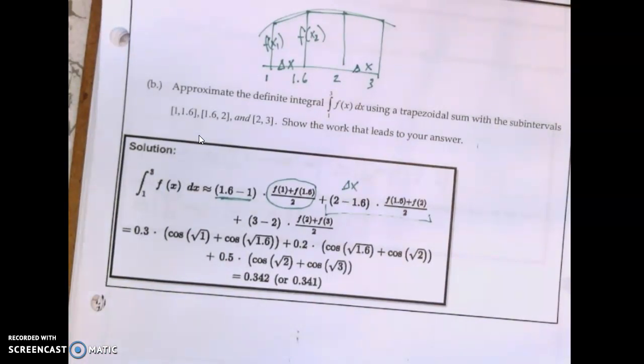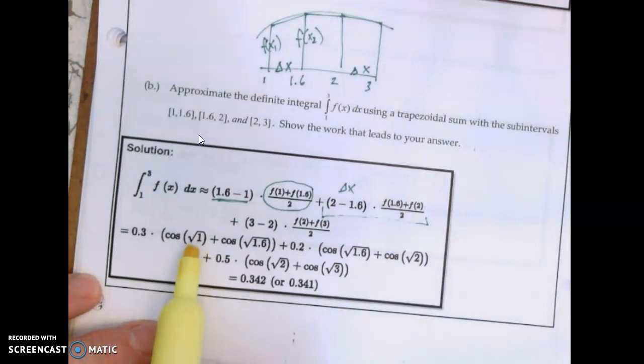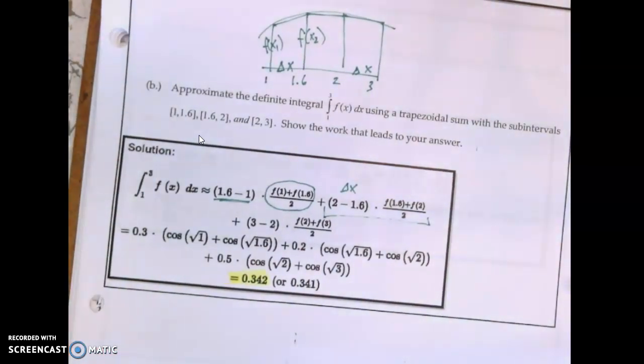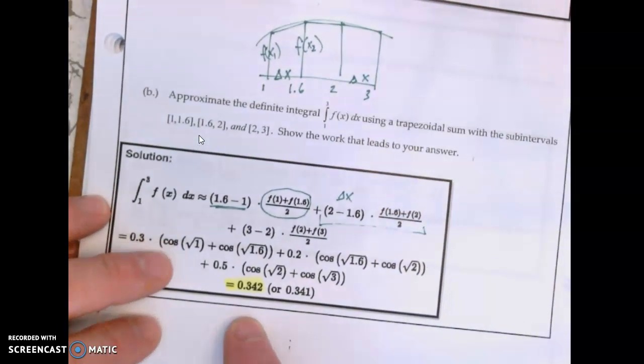Now, we don't have the exact same values as before because we're going to use the endpoints, root 1, root 1.6, so on and so forth. And this should come out to 0.342. This is going to be very similar to our midpoint approximation, so don't be thrown off by the fact that it's about the same.